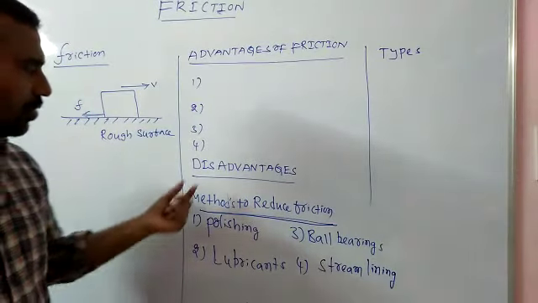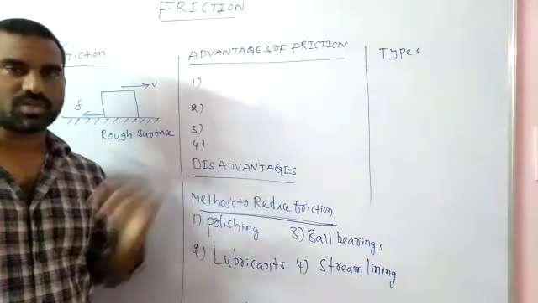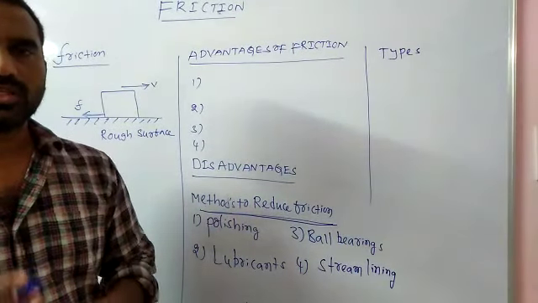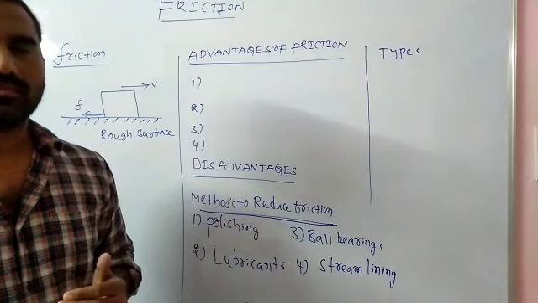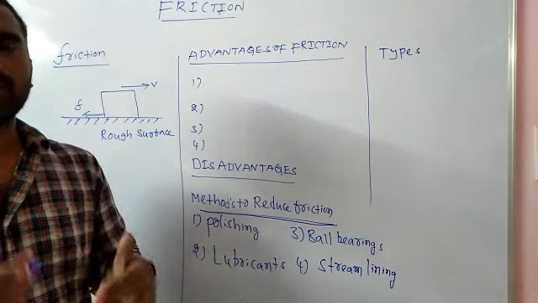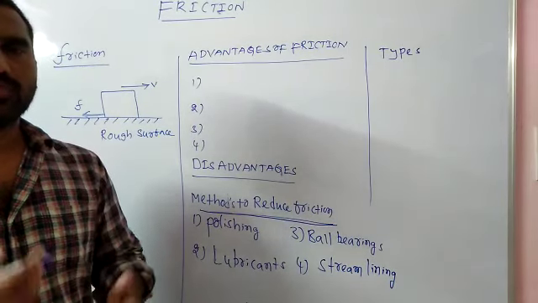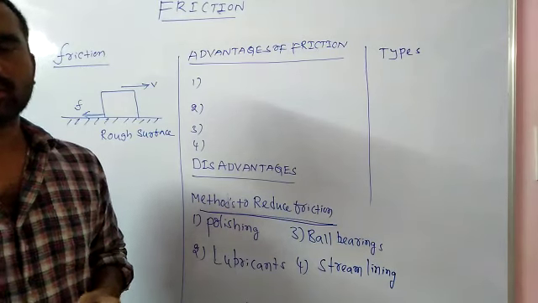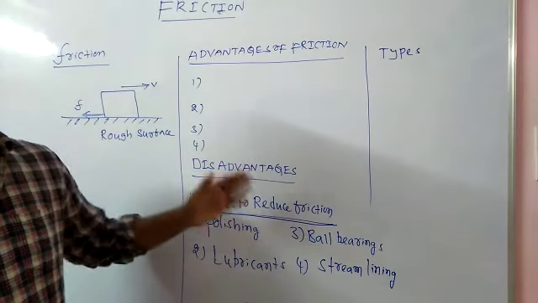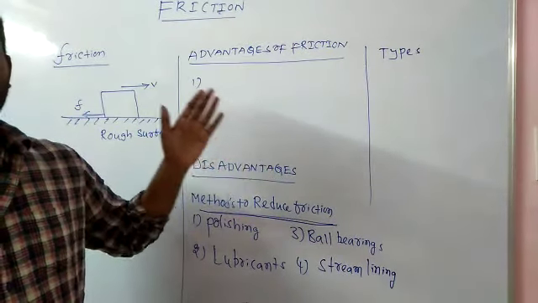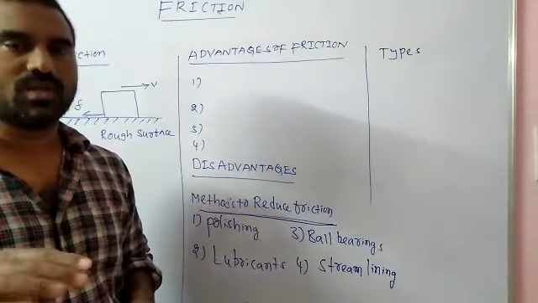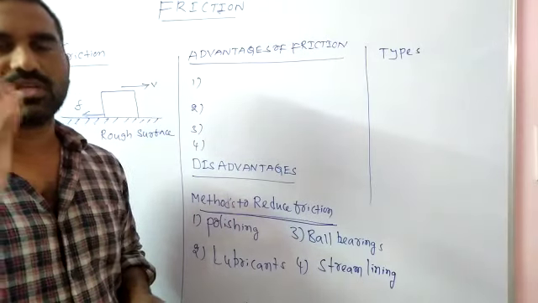Now, what are the disadvantages of friction? A large amount of heat is generated in machinery because of frictional force. Due to the loss of heat energy, the efficiency of the machine decreases and its life is reduced. A large amount of power is lost because of frictional force between machinery parts.